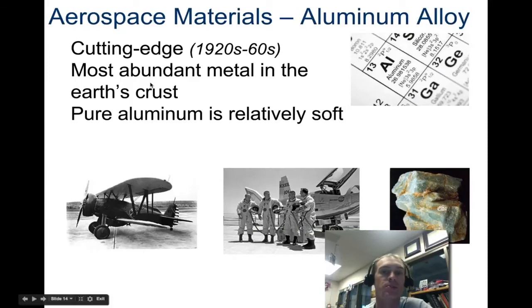Now we're looking at specific materials. So one of them is aluminum alloy, and this is sort of cutting edge in the 1920s. It is the most abundant metal, so to be able to use aluminum is really important, and in fact to the point that truck manufacturers are starting to build trucks out of aluminum because they can make them a lot lighter and they're really strong, so that improves fuel efficiency.